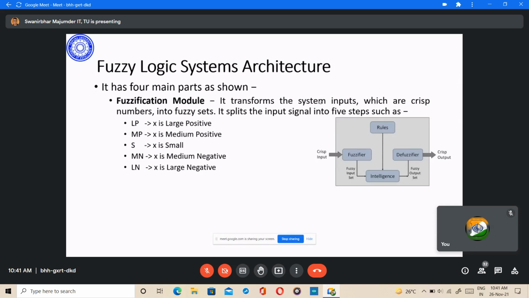Yes, sir. Actually there was no network in my number from today morning, so that's why it took late to log in. Okay.